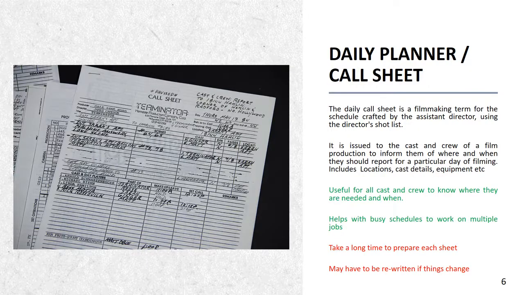So obviously these are really useful for cast and crew, so they know where they need to be and when. It also helps with busy schedules, so that some actors could be working on two films at the same time and they just need to be in the right place at the right time. The disadvantage of call sheets is they take a long time to prepare, and you'd have to do them all again if anything changes or doesn't go according to plan.